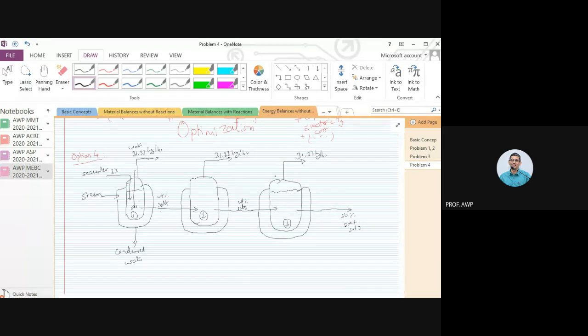Are you with me, or are we going too fast, or are we talking some Greek Latin? So 97 minus... sorry, 97 minus 31.33. So 68.67 will come out of the evaporator.